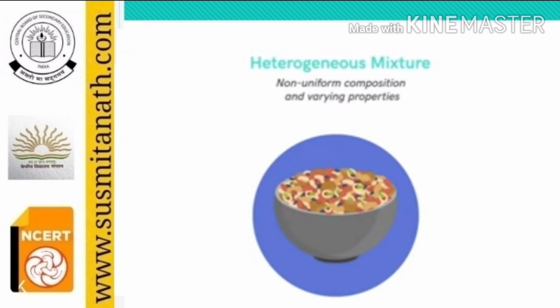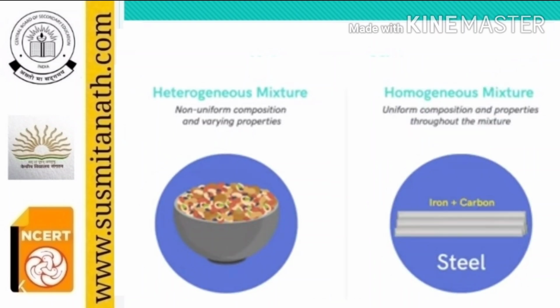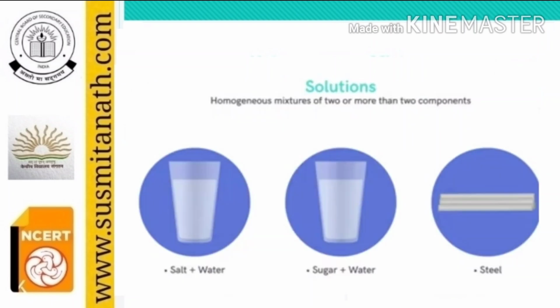Suppose you are given a bowl of nuts which has different types of nuts. It is very easy to identify various nuts present in the bowl, and also the composition of the mixture varies throughout. So this is a heterogeneous mixture. Now what about steel? It is a mixture. Now can we identify whether it is homogeneous or heterogeneous? Steel is a mixture of mainly iron and carbon along with some other components, but these components are not visible to our naked eyes, and its composition looks uniform throughout the mixture. So it's a homogeneous mixture.